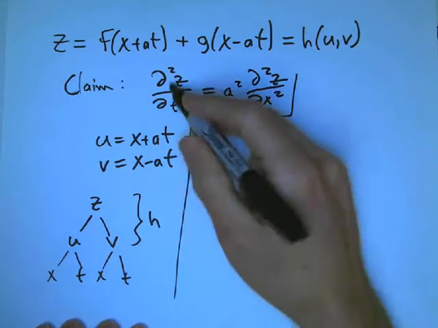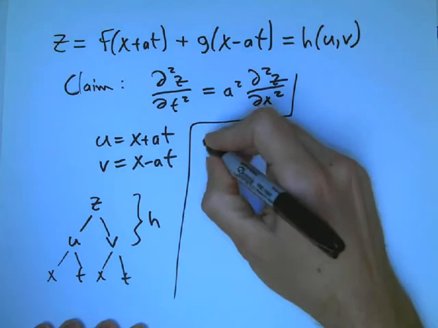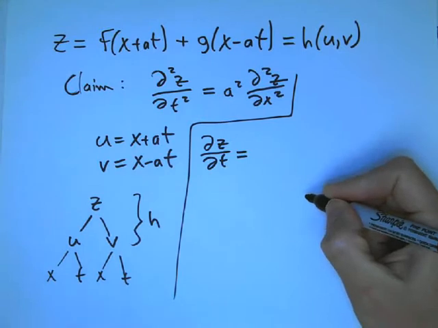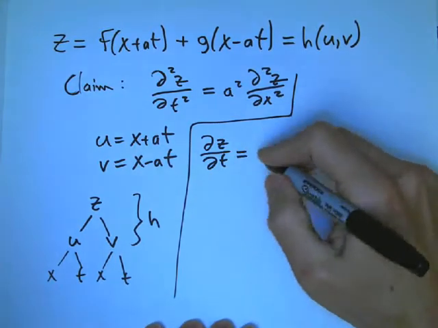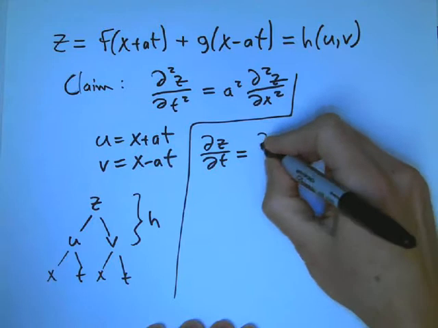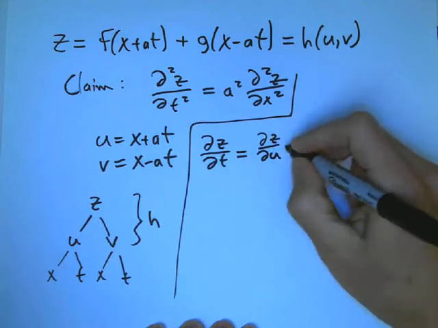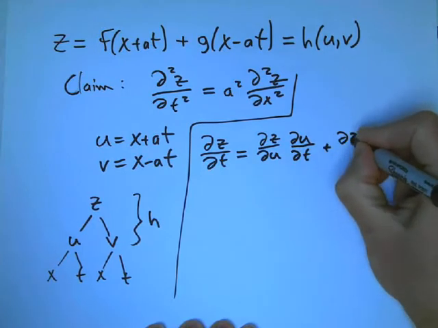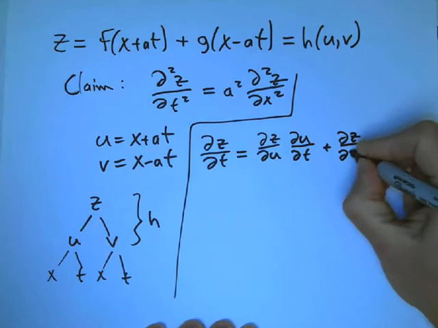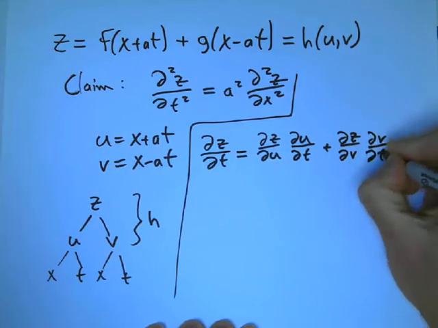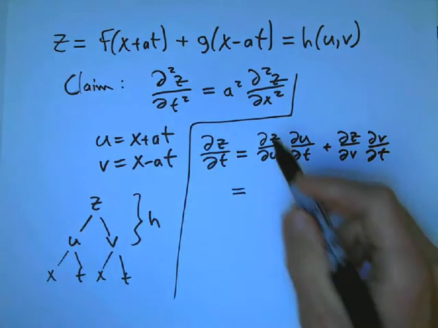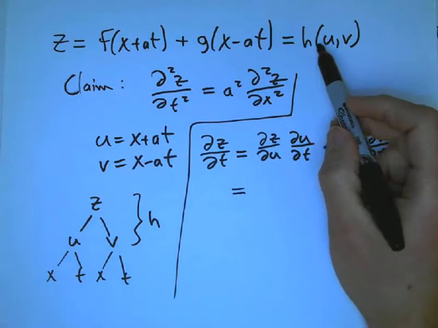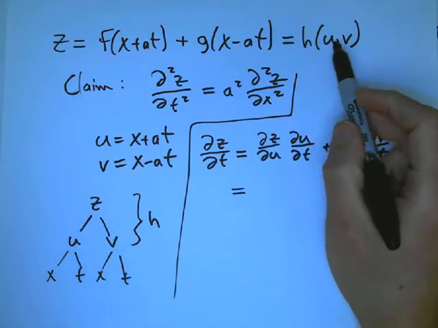and use the chain rule. So that's going to be how z depends on u times du dt plus how does z depend on v times dv dt. Now, dz du, in other words, it's the partial derivative of h with respect to u. Well, h of u,v is f of u plus g of v, and that's in a very special form. The f function only depends on u, and g only depends on v.